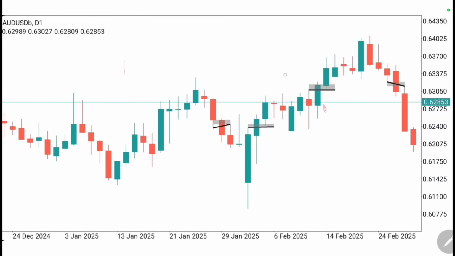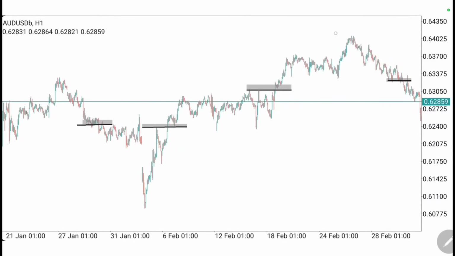You can see there are 4 setups that I marked on D1, on a daily time frame. Now if we step down to a 1 hour time frame, you will see those setups. This is your break and retest: a break and retest to the downside here, to the upside here, to the upside here, and to the downside here.